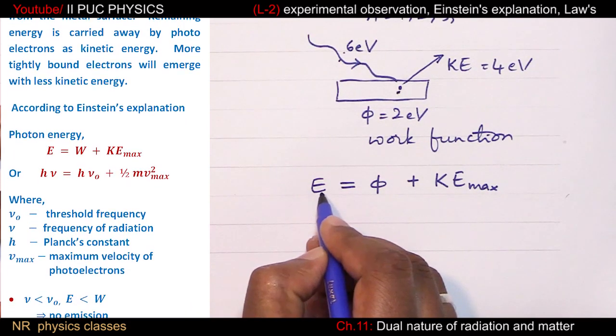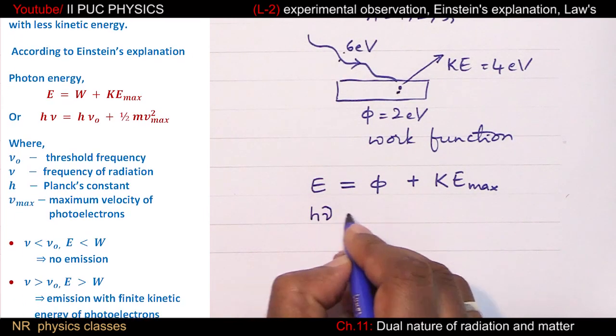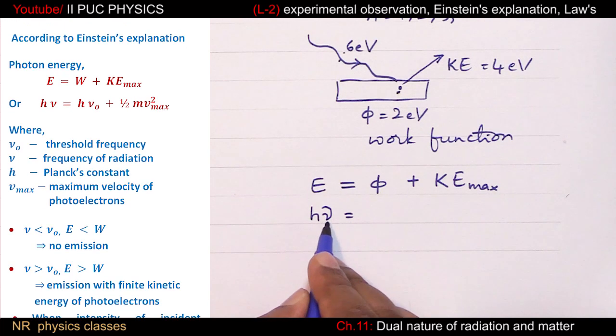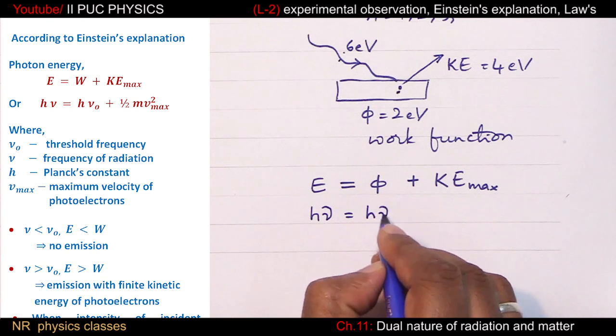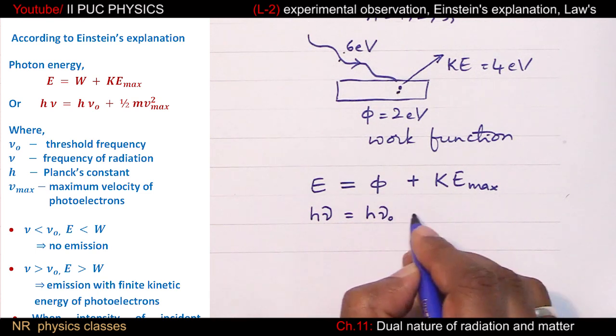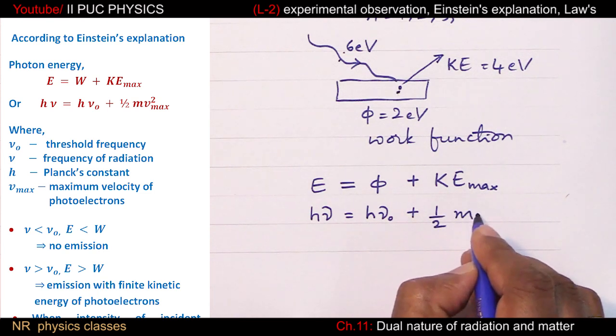Energy of incident photon in terms of frequency is h nu, where nu is the frequency of incident photon. Work function is h nu naught, where nu naught is the threshold frequency, plus kinetic energy, which is half m v square.